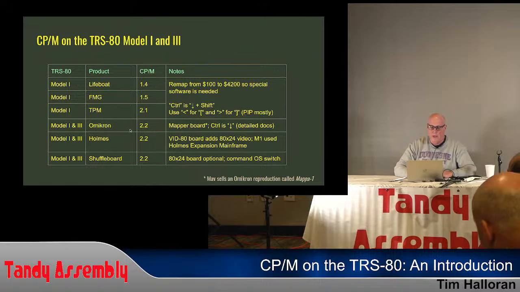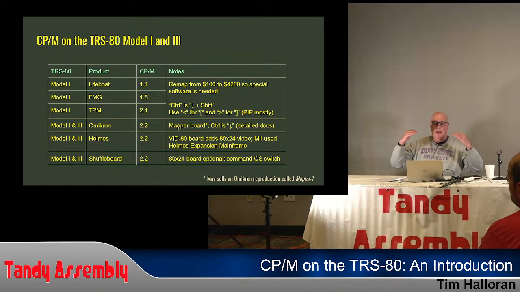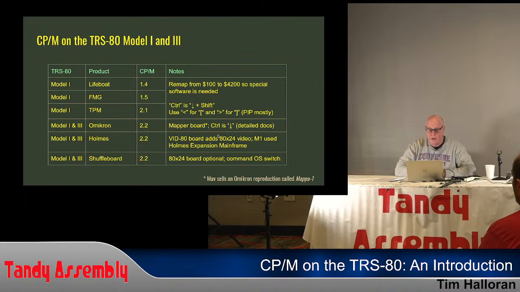So there's another flavor, which I have actually run on a Model 1, which is the Omicron variety, which needs a mapper board, the Omicron mapper. Mav has a Mappa 1 board. That's what I have, a modern redo of it. It actually runs starting at hex 100. So it has special hardware to allow it to boot up, and I'll show you that. So this could, in theory, run standard CP/M software, but you have to modify your Model 1. On the Model 1 and 3, there was a Holmes Vid80 expansion.